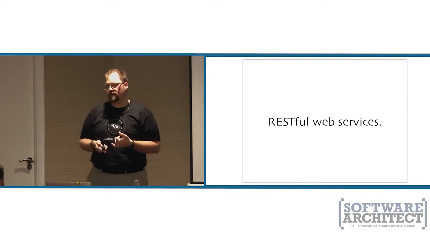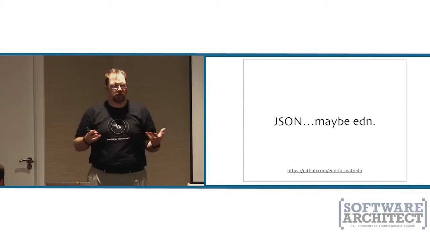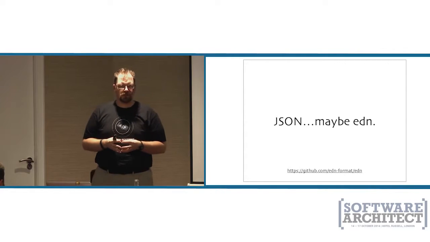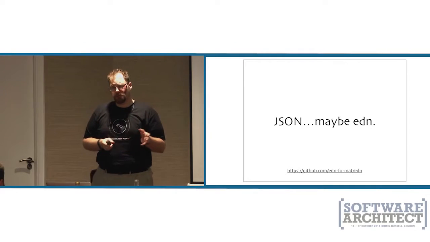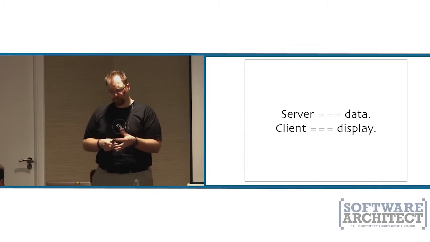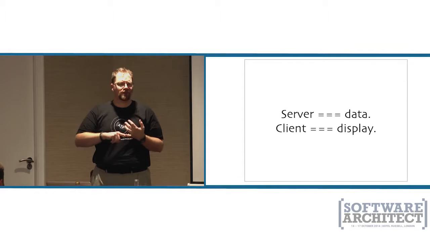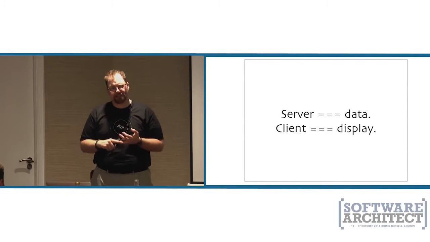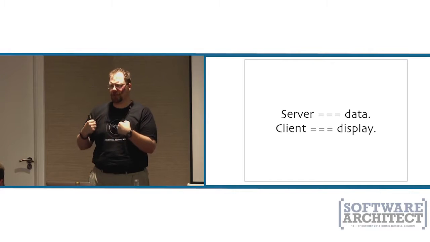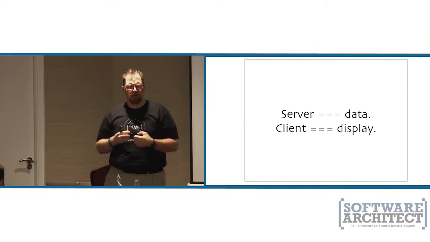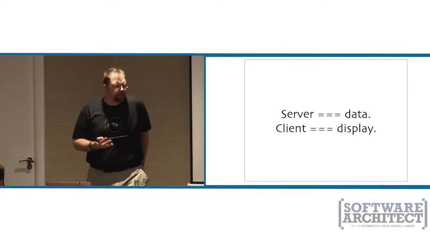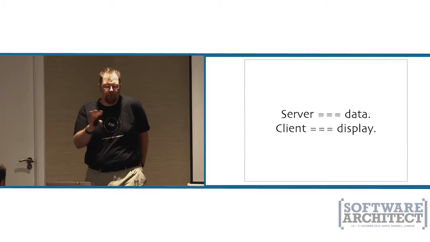And those RESTful web services kick back JSON, maybe EDN if you need a little richer data set than JSON can provide. But this puts us into a mode where the server's job is now data and the client's job is now display. It's the first time we really have separation of concerns here. In the past, we would do it just by discipline and by layering and just hope everybody did it right. But this forces us to actually have a separation of concerns.